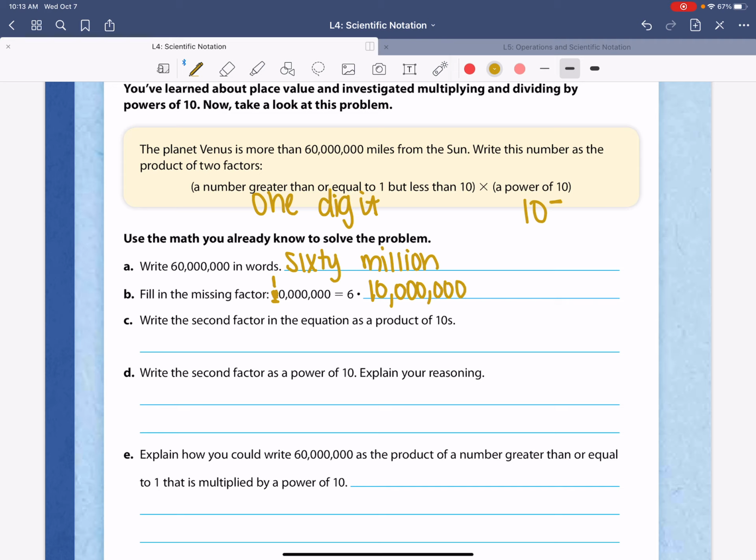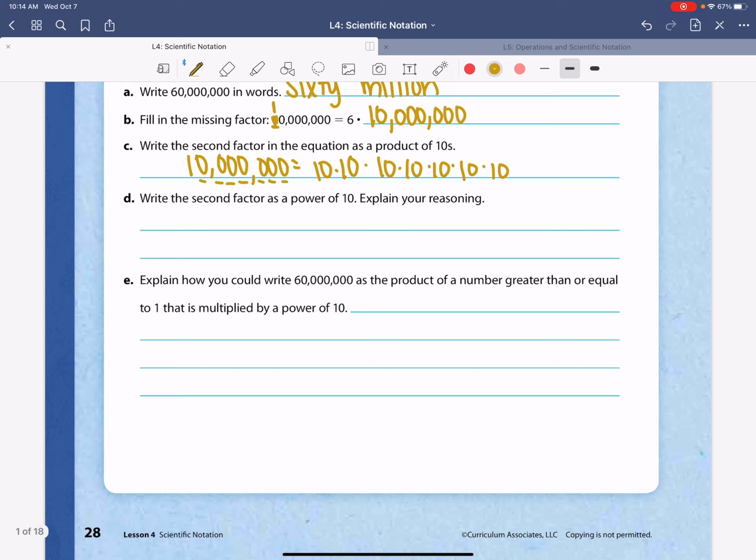Write the second factor in the equation as a product of tens. Well, 10 million is equal to 10 times itself, 1, 2, 3, 4, 5, 6, 7 times. And you can do that as well by constantly making sure, like, hey, 10 times 10 is 100, times another 10 is 1,000, then 10,000, 100,000, a million, and then 10 million. So yes, it works.